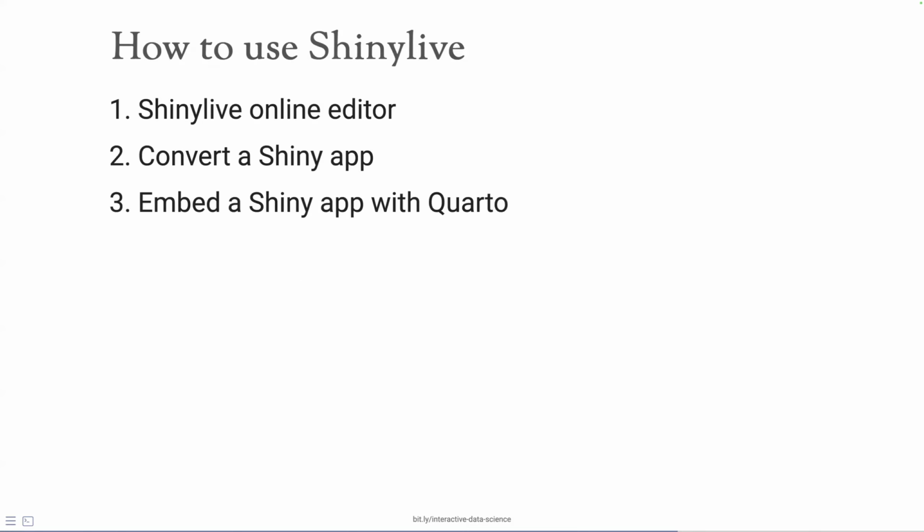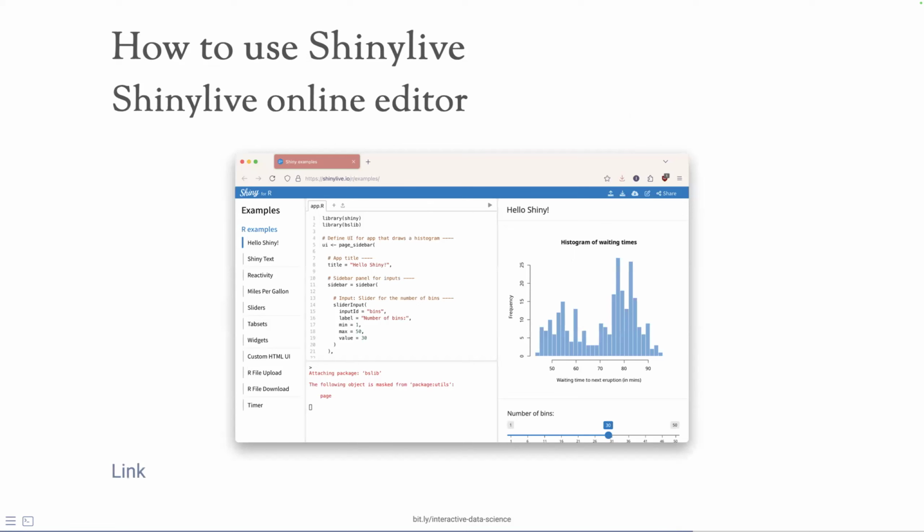In terms of how to use ShinyLive, you have 3 options. One is the ShinyLive online editor. The second is you can convert a Shiny app that you've created traditionally. And the third is you can embed a Shiny app with Quarto. There is an online ShinyLive editor for R and for Python. So let's open this up.